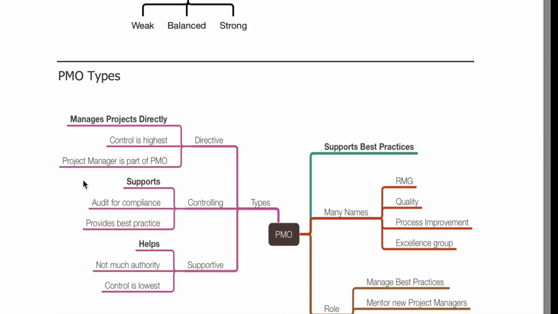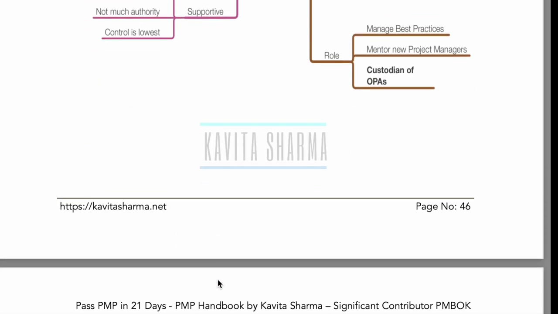We discussed PMO types. PMOs are the custodian of OPAs. It's a support organization and it helps the organization to become mature vis-a-vis project execution. So support best practices. If you look at your organization, it can have different names like RMG, quality, process improvement, excellence group. It's the custodian of OPAs. There are three different types of PMOs. Read them, just be aware of what their control is.